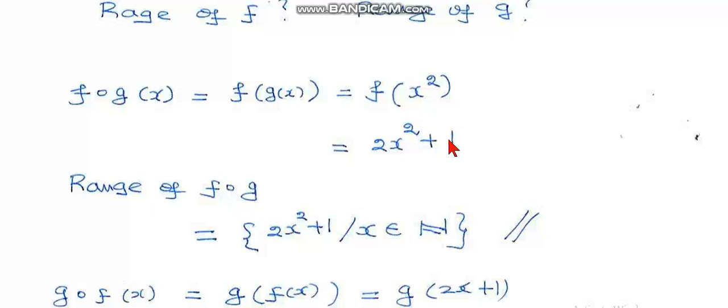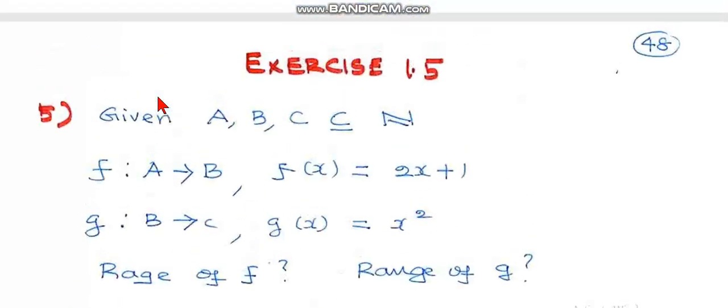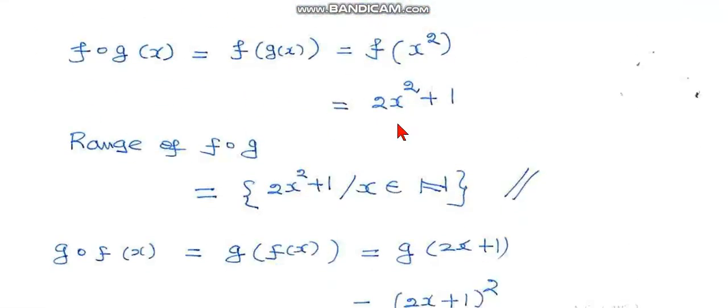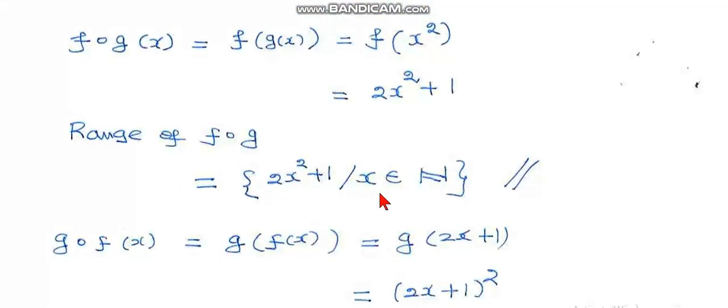So what will be the range of f dot g? It is set of all 2x square plus 1, where x is a natural number. Whatever x you put here, you will get 2x square plus 1. Here you are going to put some element of n, that is natural number. The result will be 2x square plus 1. So this will be the range. Set of all 2x square plus 1, where x is a natural number, is the range of f dot g.